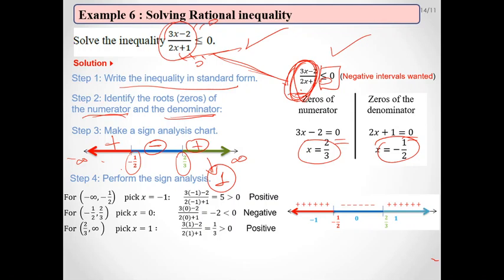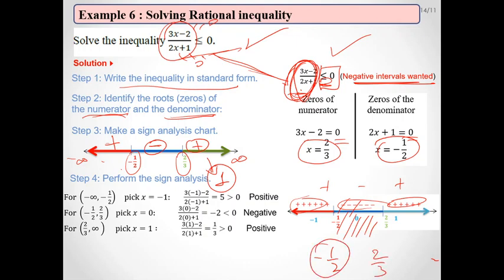Okay, the next thing we have to do is put these pluses and minuses here: plus, minus, plus. And what is wanted? Negative interval is wanted, or equal to 0 is wanted as well. So the next thing is we have to pick the negative interval. So definitely it will be from -1/2 to 2/3.